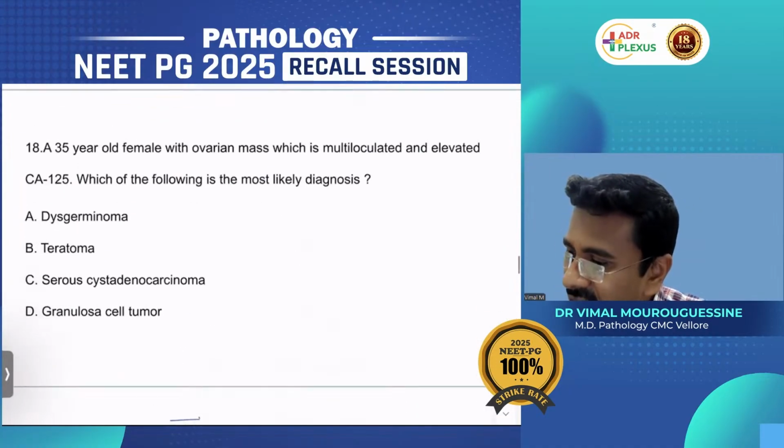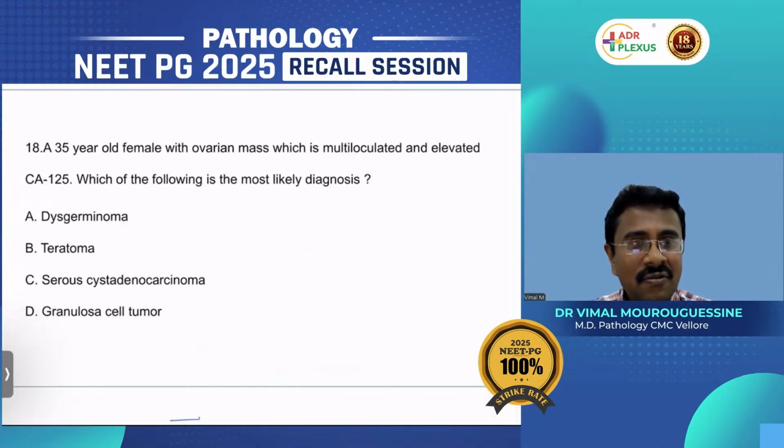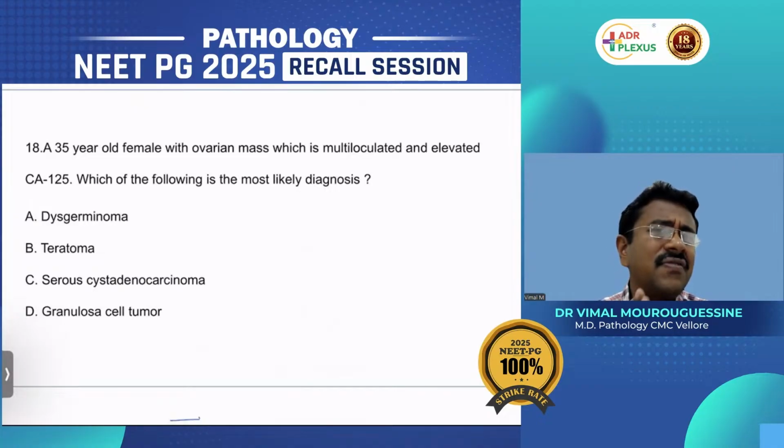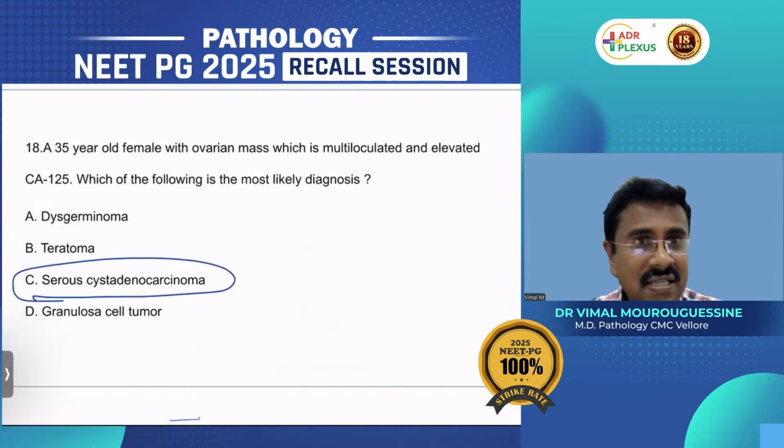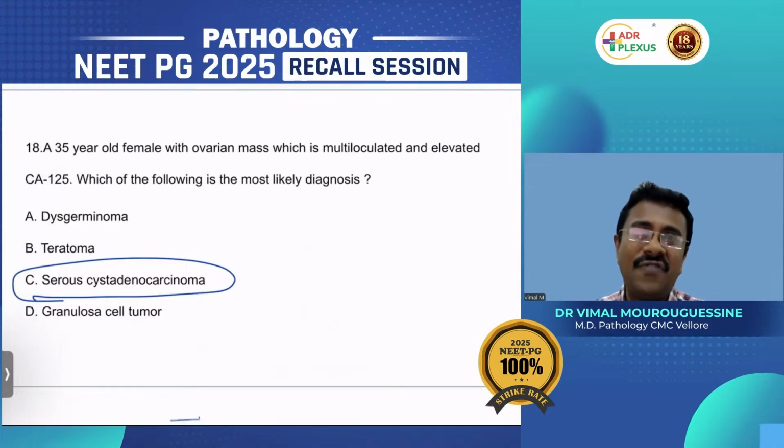Moving on to the 18th question. A 35-year-old female with a multiloculated ovarian mass was given, and elevated CA125. Elevated CA125 is more characteristic of the surface epithelial ovarian tumors and malignancy. So in a typical clinical scenario with elevated CA125, we will first think of serous adenocarcinoma, an epithelial ovarian tumor.